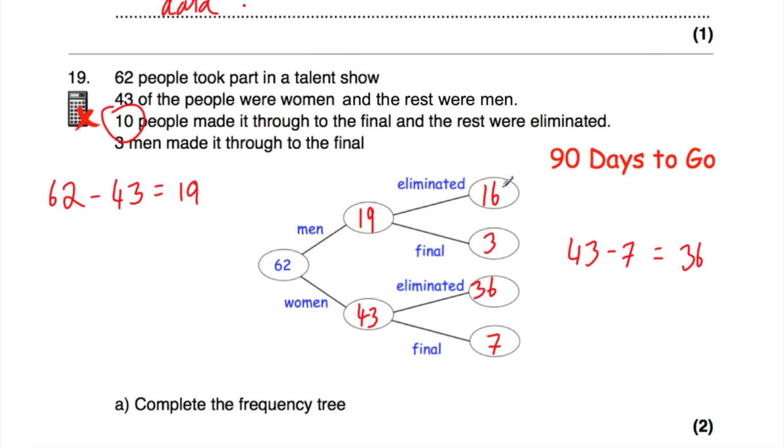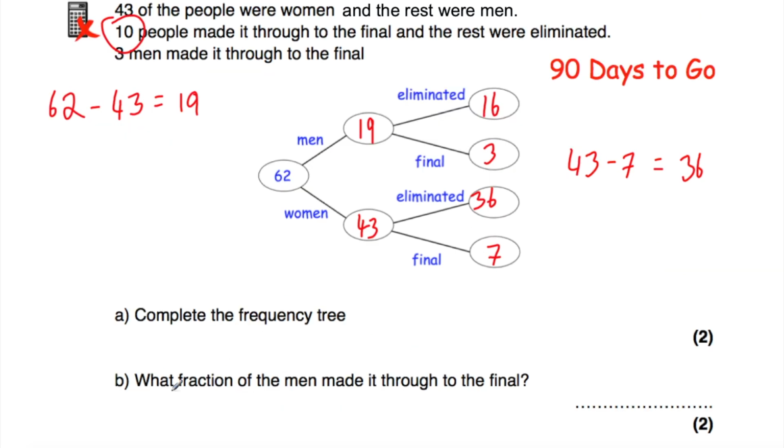And we can check our answer. If we do 16 plus 3, that's equal to 19. And then if we do 19 plus 36, that's equal to 55, and plus 7 is equal to 62. And if we look, we've got 10 people made it through to the final, we've got 19 men, and we've got 43 women, and that's it.